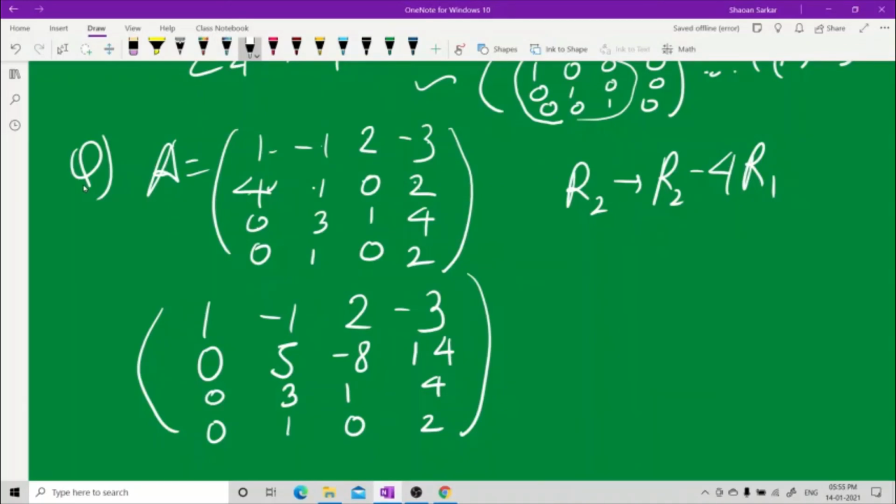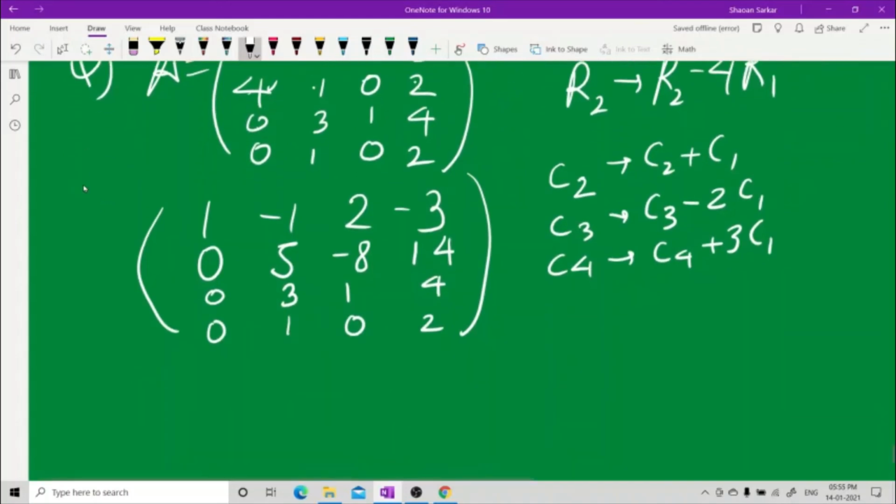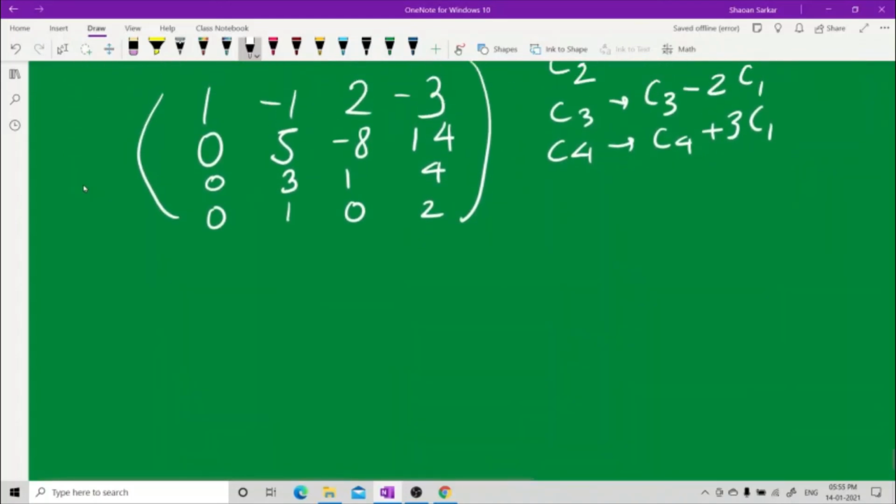See, this way you can make it zeros. Now you have got this. Now you do one thing. C2 can be written as C2 plus C1. C3 can be written as C3 minus 2C1. And C4 can be written as C4 plus 3C1. Now see what happens after this. After this, let me take some space.